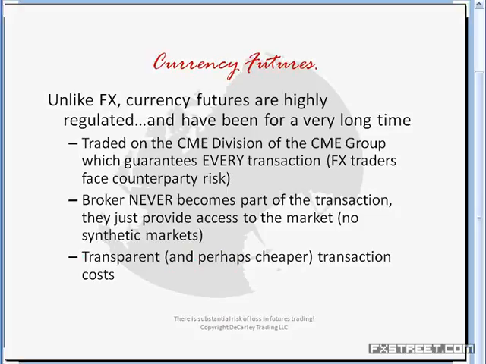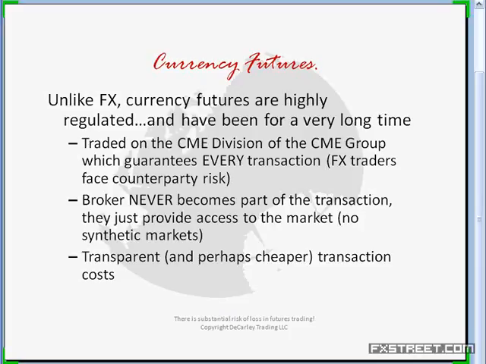Okay, we're going to talk about currency futures now. Unlike Forex, currency futures are highly regulated, and they have been for a very, very long time. And again, I'm talking about currency futures traded in the U.S. Outside of our borders, unfortunately, I'm not quite as knowledgeable on those types of things, but hopefully you are. Anyway, if you're trading on U.S. exchanges, you're trading currencies on the CME division of the CME Group, which guarantees every transaction.